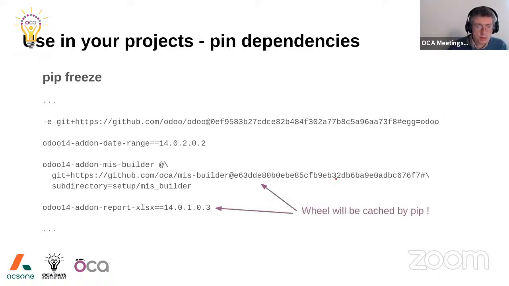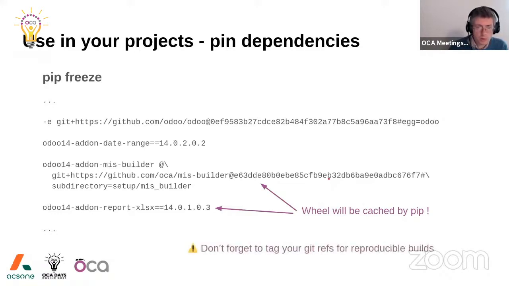And an also important part is that when you install from this requirements.txt file, pip will build wheels for everything. It will download wheels from the internet, but for those from Git it will build the wheel, and it will add it in the local pip cache. So subsequent reinstallation will be very fast because they are cached.